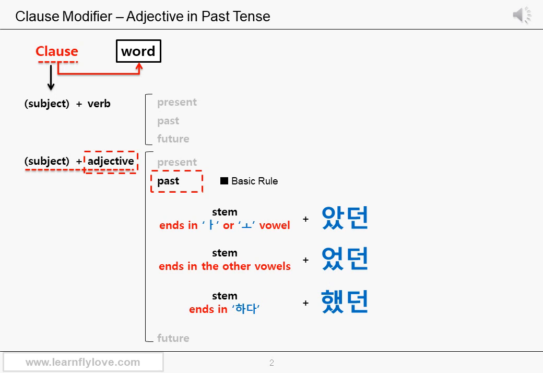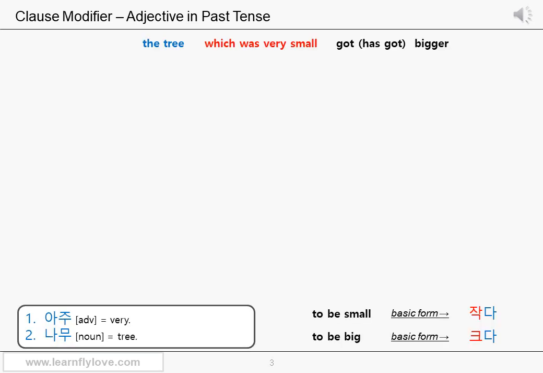Then, why do adjective clause modifiers not have a rule which expresses just simple past tense without extra information, as verb clause modifiers have? Well, maybe because adjectives are usually used to describe a current status of a person or a thing and give extra information about them. For example, when we want to say something was good, it's in the past tense. We used past tense because that thing is not good anymore. It's the same in English. Please understand that way. The tree, which was very small, got bigger, or has got bigger.